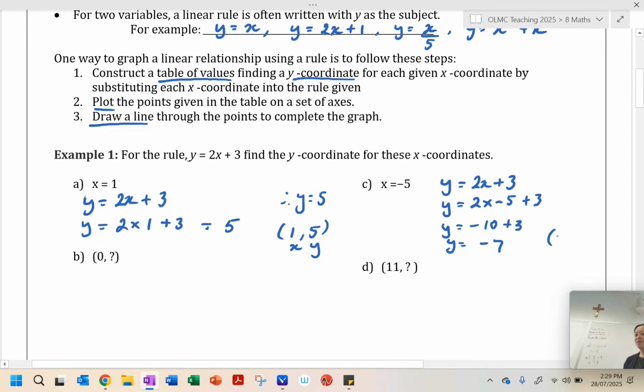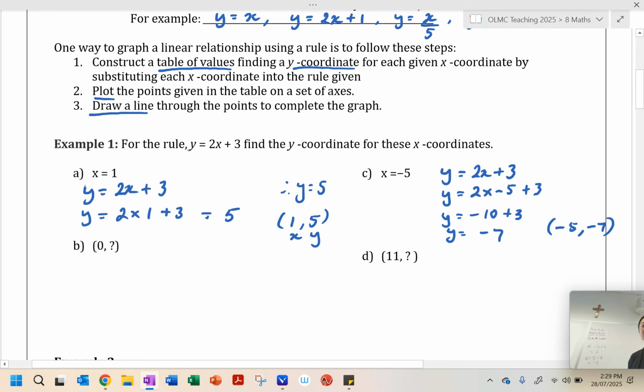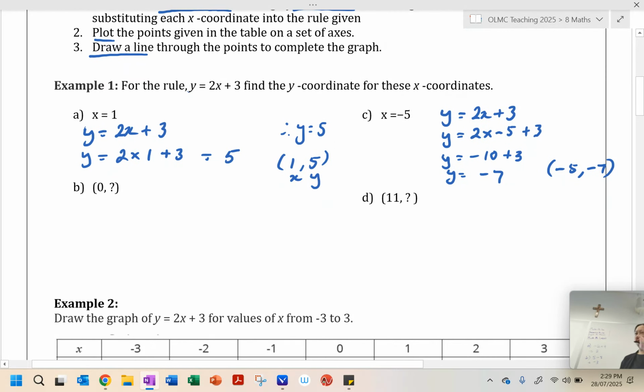So my coordinate is going to be what? Good. So minus 5, because that's what your x value is. And your y value is minus 7. Any questions about that so far? So you're given the x value, and then you have to work out what the y value is by putting it into the equation. You're all very capable of doing that.